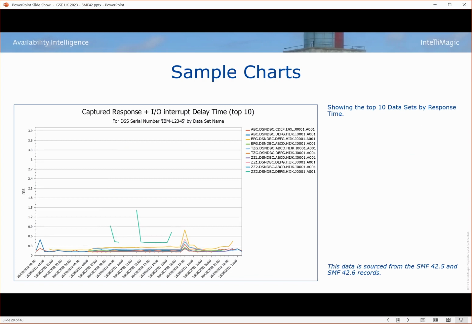Of course, response time is something that we really want to see as well. So we're looking at the response time here for the top 10 data sets, sourced again from the 42 data. When you're looking at issues of high response time peaks at a disk level, you can go down to the SMF42 level and look at who is affected. That's an important thing that I think we need to be able to do.